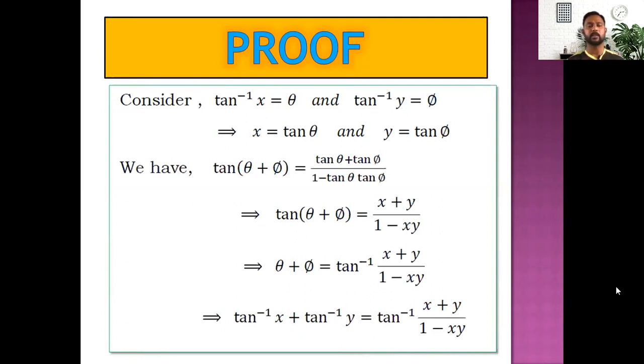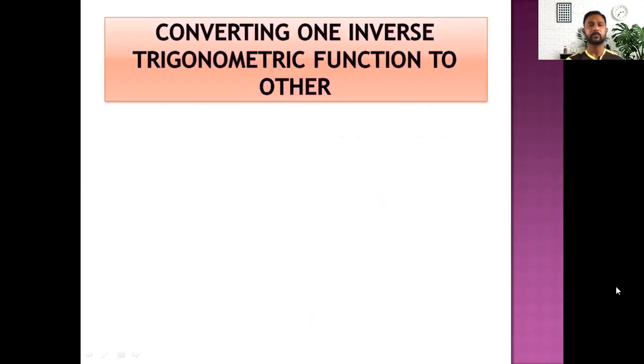Shift tan to the other side, remaining theta plus phi is tan inverse of x plus y by 1 minus xy. Replace theta, which was taken as tan inverse x. Therefore you have the last line, tan inverse x plus tan inverse y is equal to tan inverse of x plus y by 1 minus xy.